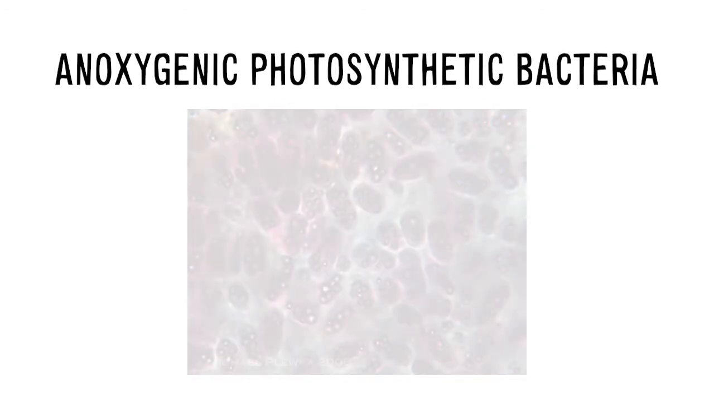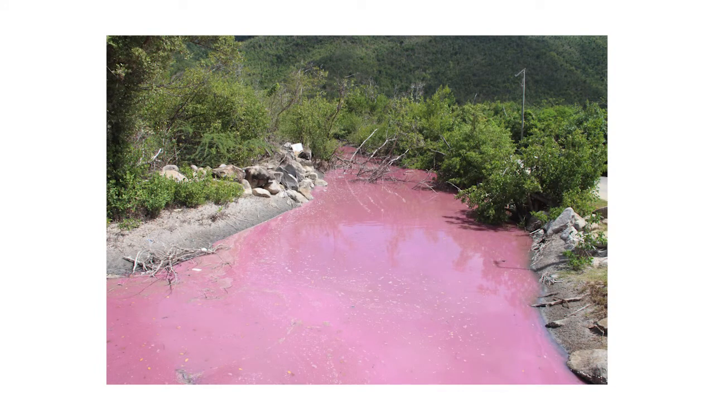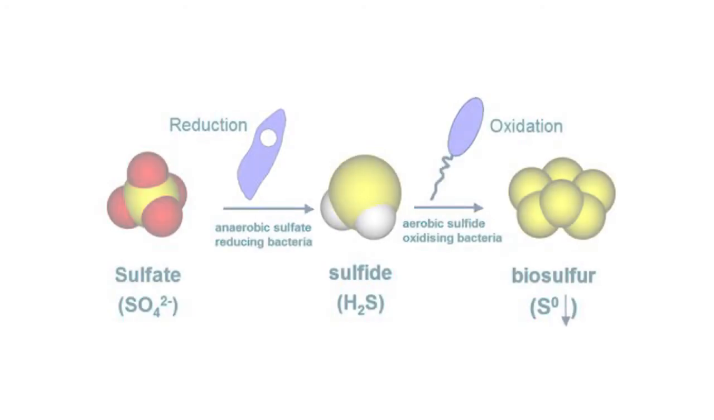Now, anoxygenic photosynthetic bacteria on the other hand also consume carbon dioxide but do not release oxygen. They release sulfur instead, in the case of sulfur bacteria. They are found below the surface of lakes and ponds where oxygen content is low. Sulfur is reduced and other necessary compounds are available.